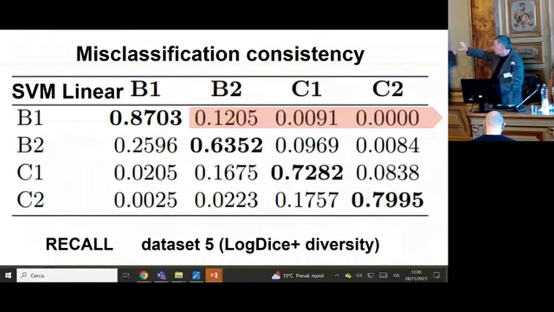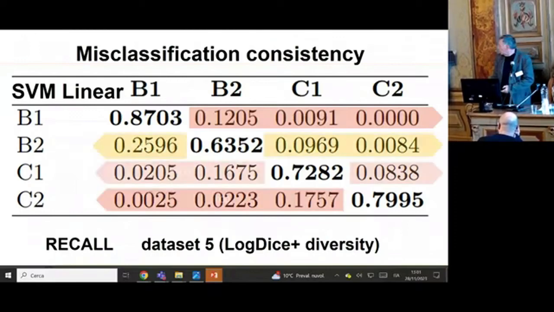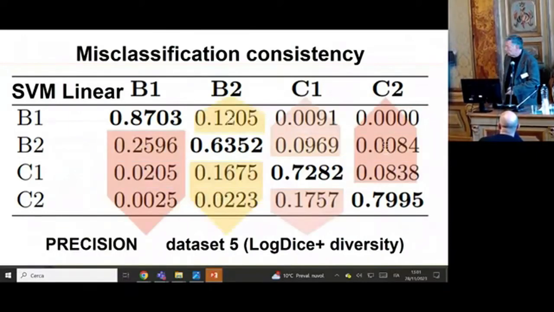Classification is consistent with the logic of the increasing complexity class from B1 to C2. And this aspect is verified by all the table. This is not an easy or automatic result in classification. And also this measure is the measure of the recall, increasing recall. And there is another metric, which is accuracy.